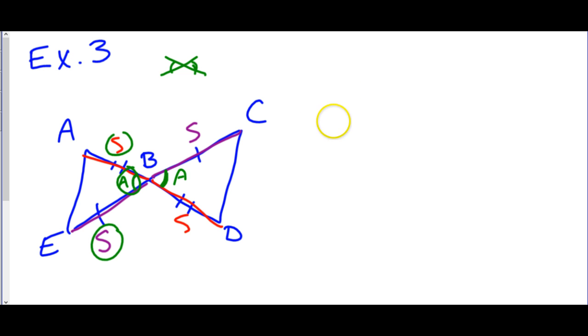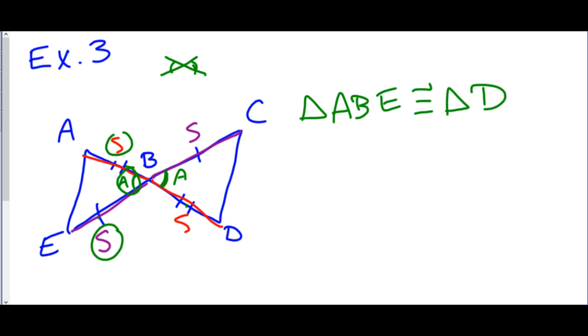So triangle ABE would be congruent to triangle DBC. We have to go through them in the same order. As I said, there's two other possibilities, angle, side, angle, and angle, angle, side. So let's look at two last examples where you can see those two theorems.